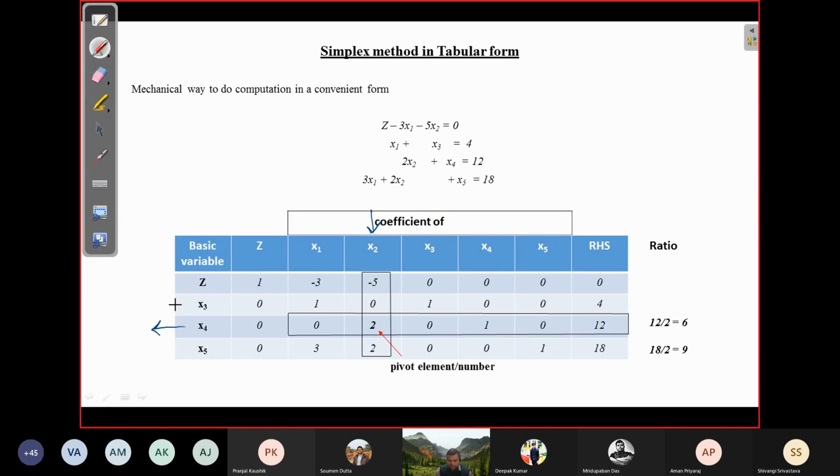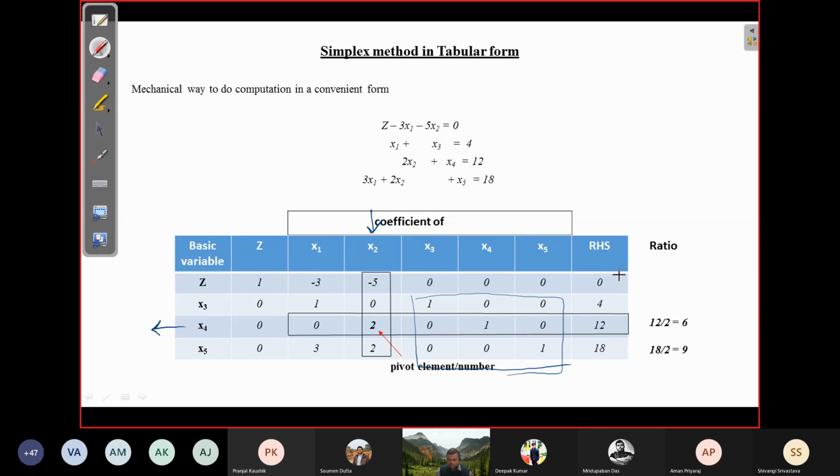Now the problem is that when you write x2 instead of x4 here in the basic variable, then this table needs readjustment, right? Readjustment in the sense you always want that, if I take x3, x2, x5 as basis, then what will be my solution? And that should be reflected in the right hand side, right? So how to do that? So we observe that in this table, we maintain an identity matrix for the basic variables. So in this example, if you look at this portion, this is the identity matrix for x3, x4, x5.